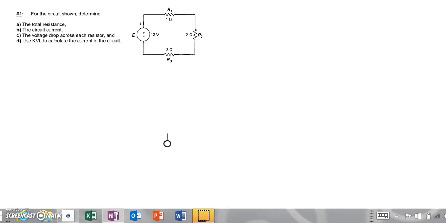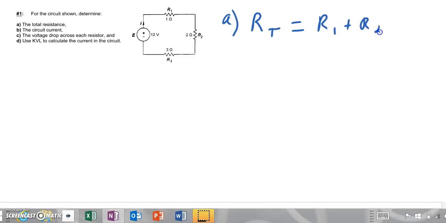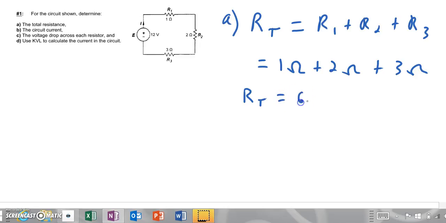Okay, for this question, we have three resistors in series connected to the 12-volt source labeled E. For the first part, we want to calculate the total resistance of the circuit. Remember, the rules for series circuits apply to this circuit. The total resistance, RT, equals the sum R1 plus R2 plus R3. That gives us 1 ohm plus 2 ohms plus 3 ohms for a total resistance of 6 ohms.